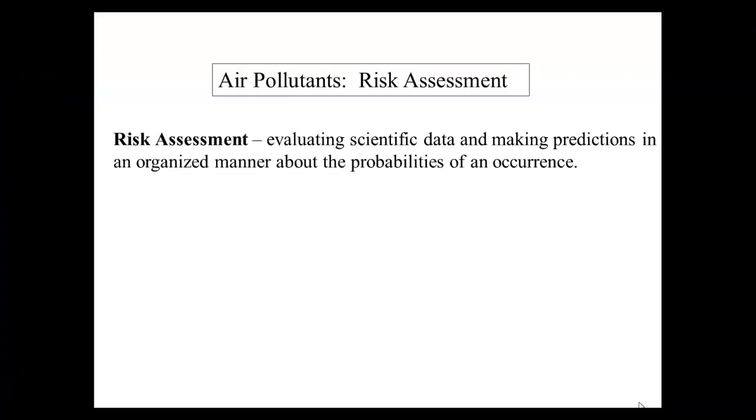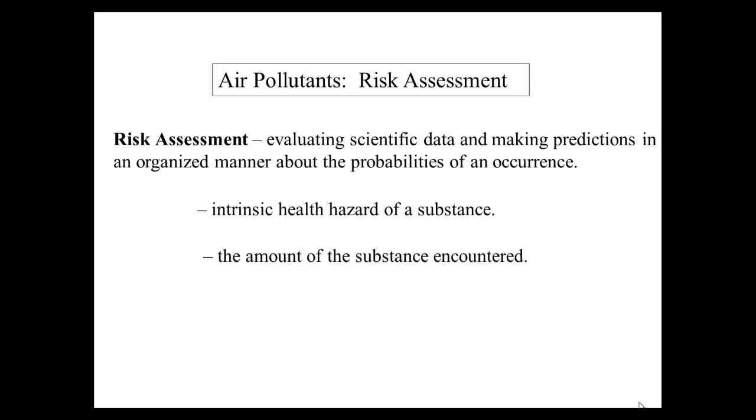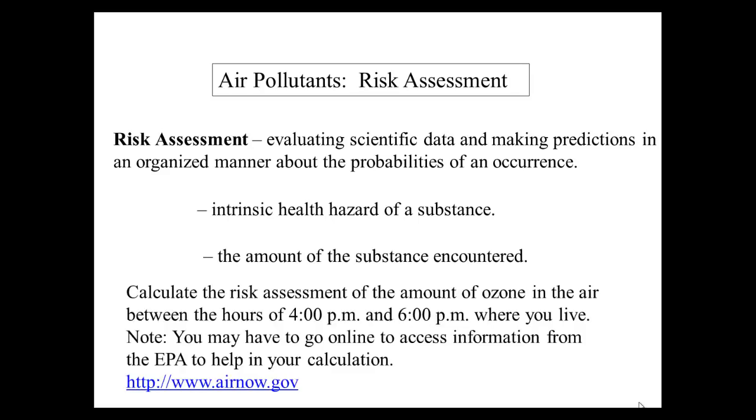there needs to be a risk assessment for the air pollution, or the air pollutants. You have to evaluate scientific data and make predictions in an organized manner about the probability of an occurrence, meaning the intrinsic health hazard of a substance and the amount of the substance encountered. So for example, you can calculate the risk assessment of the amount of ozone in the air between the hours of say 4 p.m. and 6 p.m. where you live. You can do this on the EPA's website, that's the Environmental Protection Agency. They can tell you your air quality, and you can actually determine if it's healthy for you to go outside during that time frame.